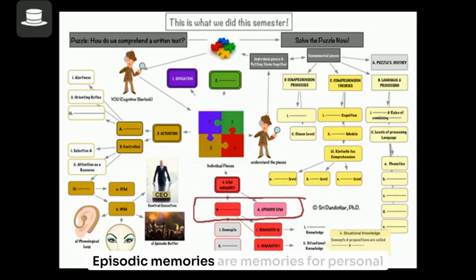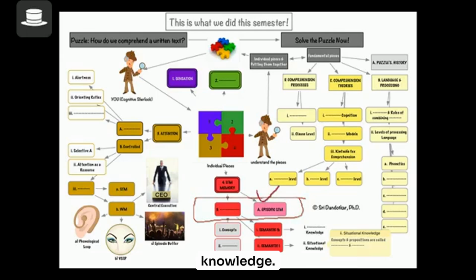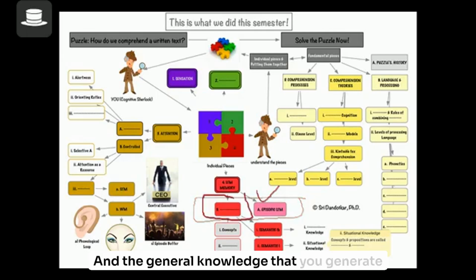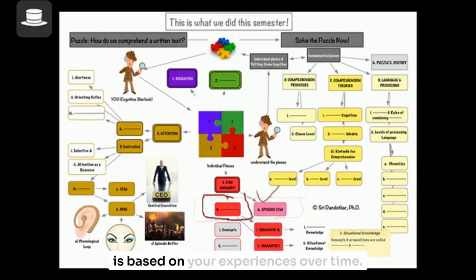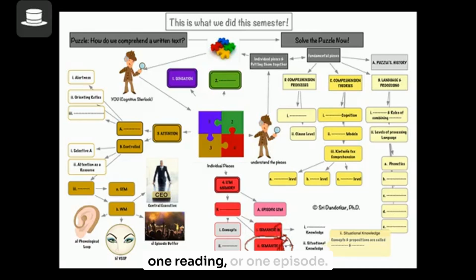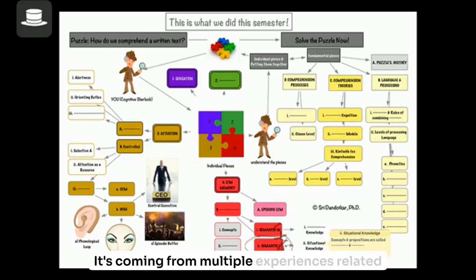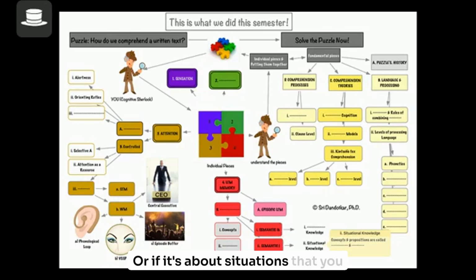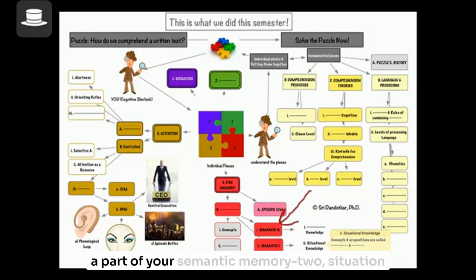Episodic memories are memories for personal experiences. Semantic memories are memories for general knowledge. And the general knowledge that you generate is based on your experiences over time. The general knowledge you have gained is not coming from one sitting, one reading, one episode. It's coming from multiple experiences related to objects or ideas that you extract, and that becomes a part of your semantic memory, conceptual knowledge. Or about situations that you experience, then you have concepts for situations, and that becomes a part of your semantic memory too.